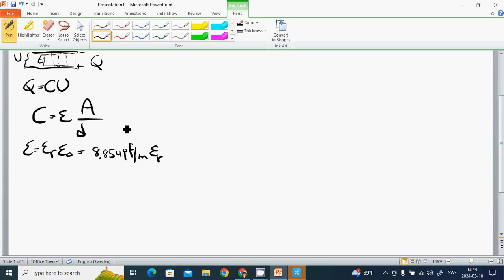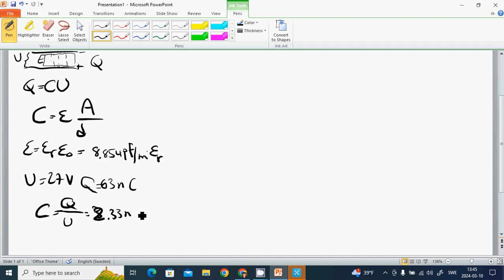And we have an example. First, the capacitor charges up to 27 volt and discharges by something, and the Q equals 63 nanocoulomb, and we want to know what the capacitance was. The capacitance C is Q divided by U, which equals 2.33 nanofarad.